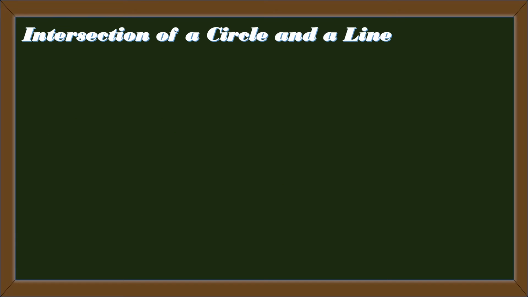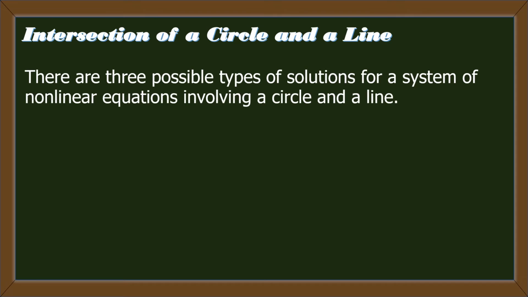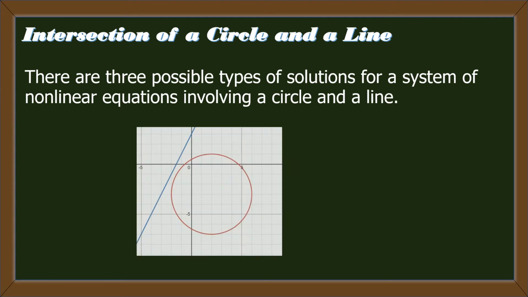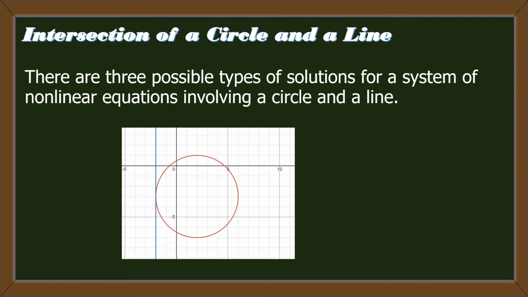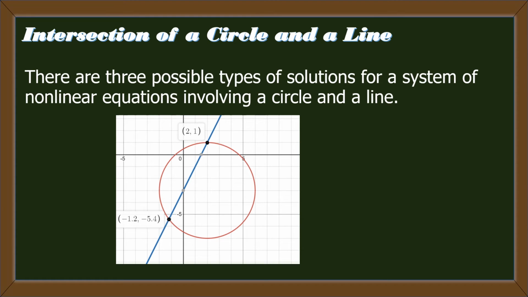Another example of a system of nonlinear equations involves the equation of a circle and the equation of a line. There are also three possible types of solutions for a system of nonlinear equations involving a circle and a line. Number 1, there is no solution when the line and the circle do not intersect. Number 2, there is one solution when the line is tangent to the circle. Number 3, there are two solutions when the line intersects the circle at two distinct points.